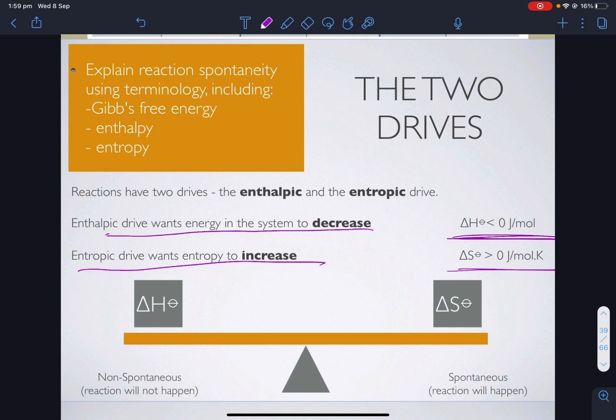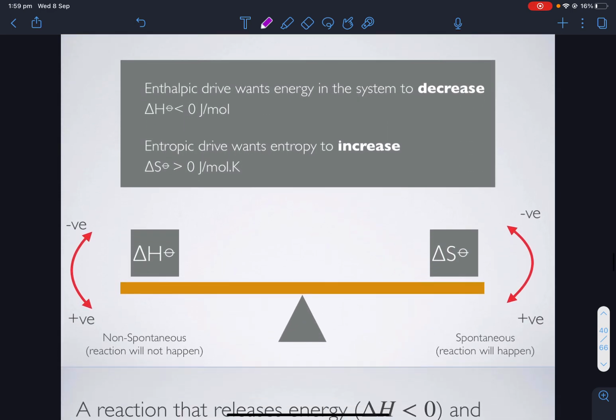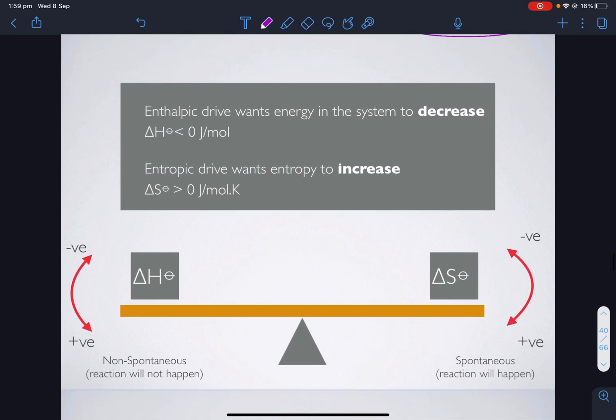And I'm going to use this seesaw model, okay? So here's my seesaw. There's the fulcrum. I've got enthalpy on this side, entropy on this side. If it hits the ground on this side, the reaction's going to be non-spontaneous. The reaction will not happen. And if it hits the ground on this side, it's going to be spontaneous. The reaction will happen. Okay, let's see what happens. A little bit more detail.